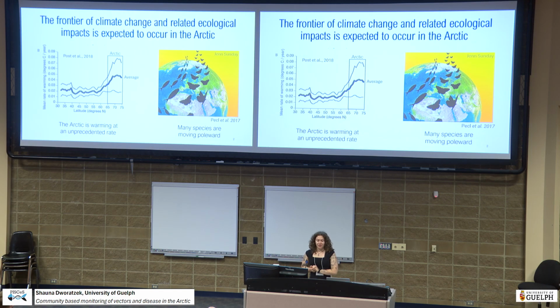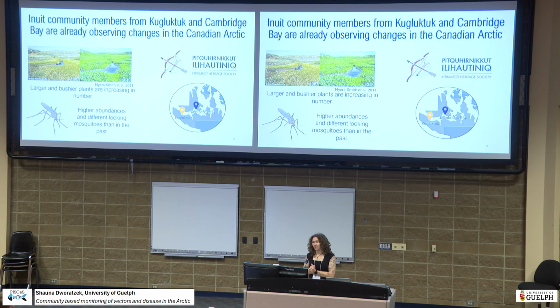The frontier of climate change and related ecological impacts is expected to occur in the Arctic, because the Arctic is warming at an unprecedented rate, and this warming is causing many species to move poleward. Inuit community members, specifically in Kugluktuk and Cambridge Bay, are already observing these changes in the Arctic, such as landscape changes related to warming, as well as changes more specifically related to our project: higher abundances and different looking mosquitoes than seen in the past.